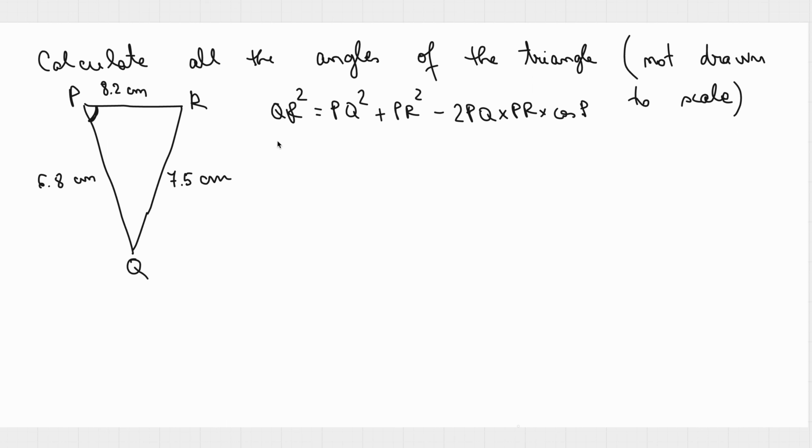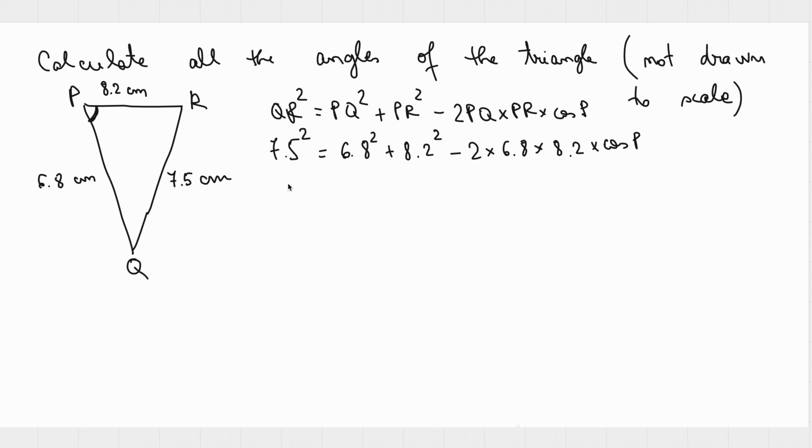Now we replace the values. QR squared means 7.5 centimeters squared equals 6.8 centimeters squared plus 8.2 squared minus 2 times 6.8 times 8.2 times cosine of P.